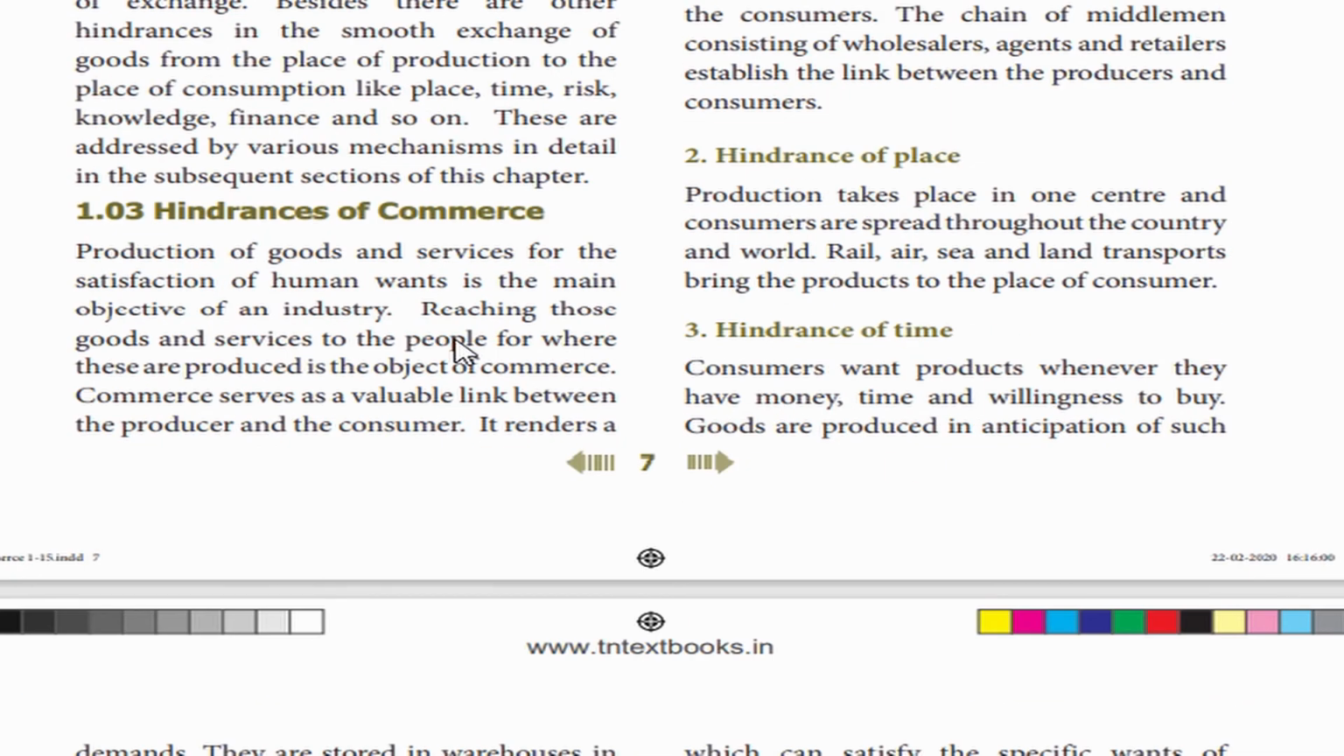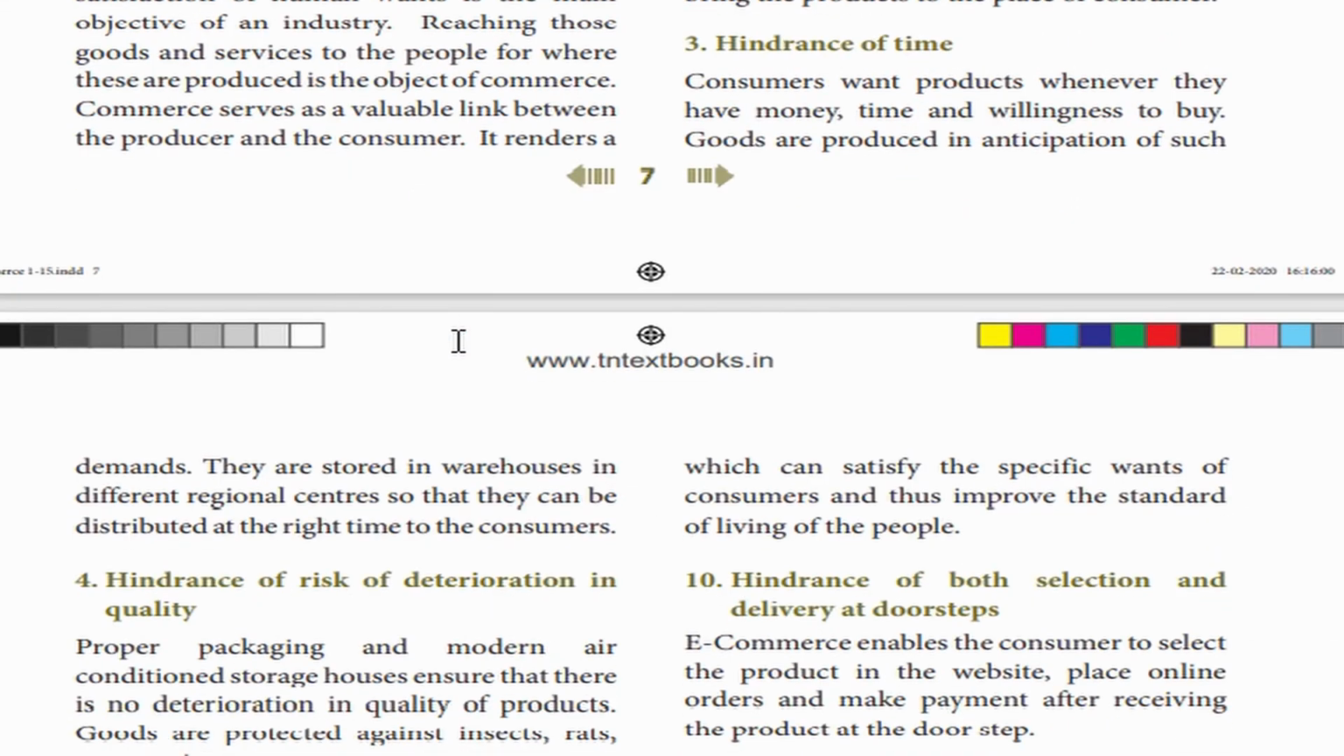Production takes place in one center and consumers are spread throughout the country and world. Rail, air, sea, and land transports bring the products to the place of consumers. So the production is taking place in one place in one country, but the import and export are happening throughout the countries. So for this, rail, air, sea, and land transport help the product to reach the ultimate consumer. Next, we see about the hindrance of time.